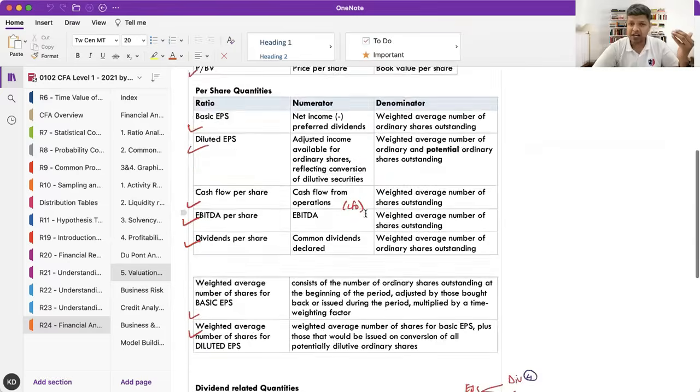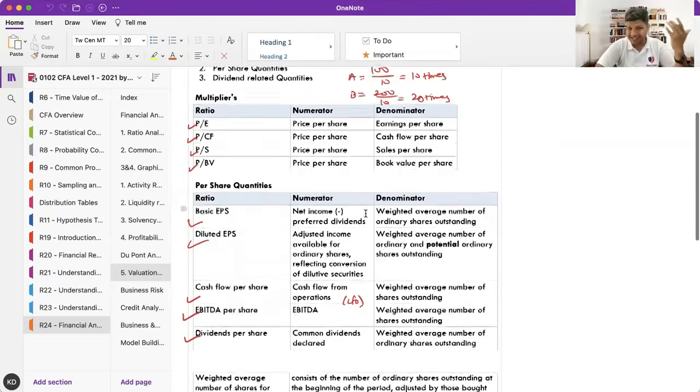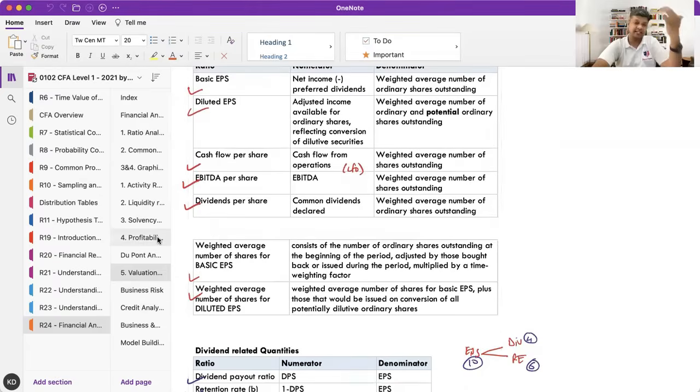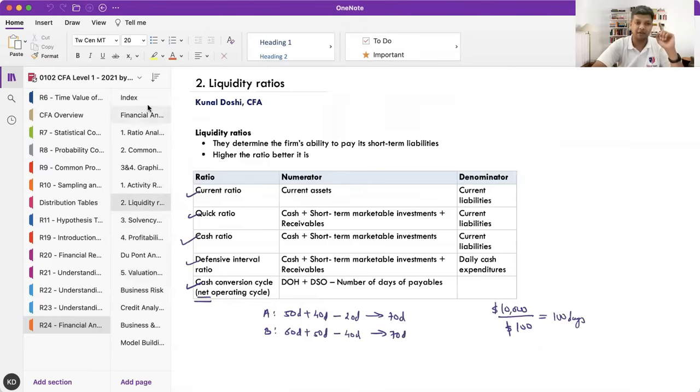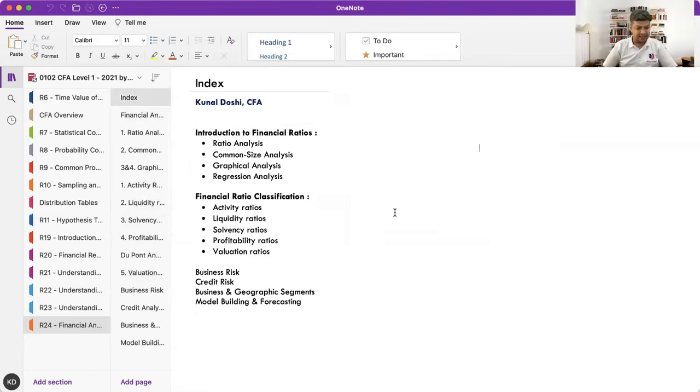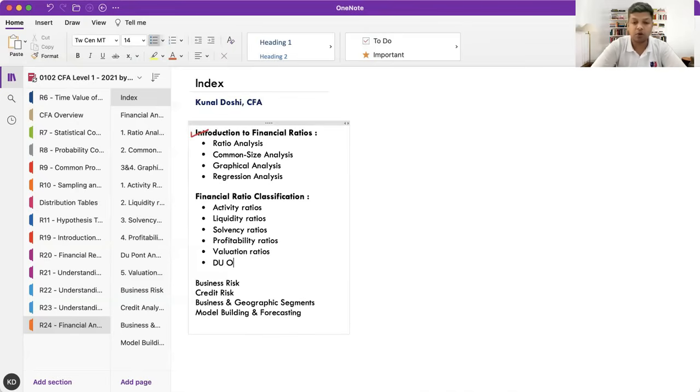So these are valuation related ratios. Of course, you can do a revision and find it very easy. We've explained everything here logically. So we have covered activity, liquidity, solvency, and profitability. If we look at the index, this is one of the easiest topics. We have done the basic discussion here, and we've covered all the ratios except one thing which I forgot to mention here, the DuPont analysis. So after all the ratios, what is important here? DuPont analysis. That is one thing which is missing here.